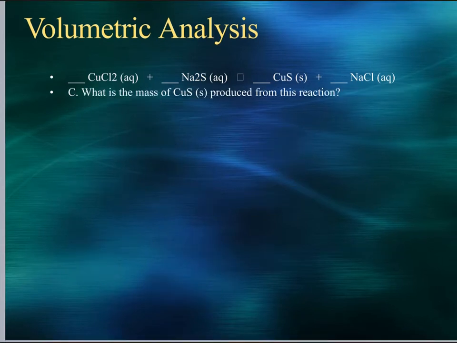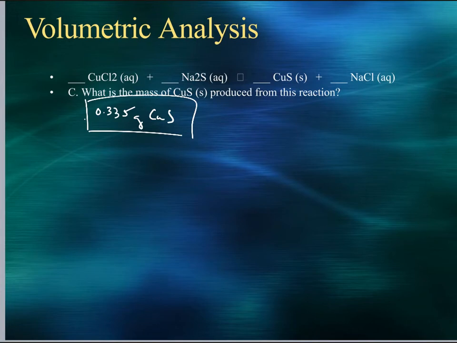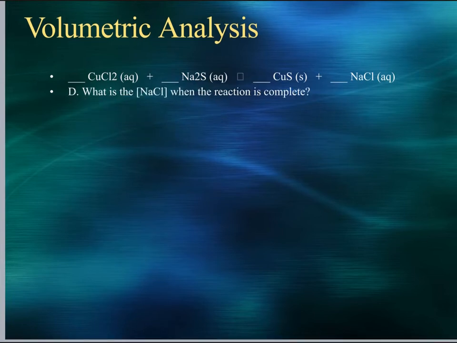All right, so we don't need to redo the work. 0.335 grams of CuS is the answer there. That's how much gets made in grams. Then we're going to do part D, which is something we haven't quite seen yet. D says, what is the concentration of NaCl when the reaction is complete? We're asking about the other product, and since it is aqueous, dissolved in solution, you can't really find a mass of it because it's dissolved in water. What we do want to find, though, is the concentration of it.